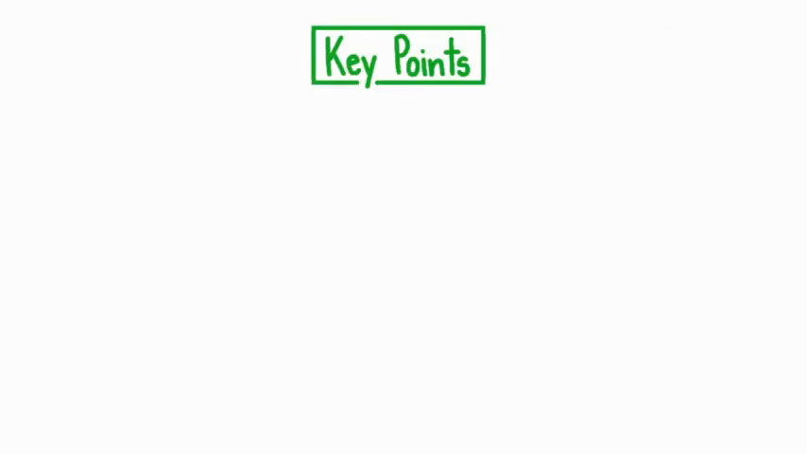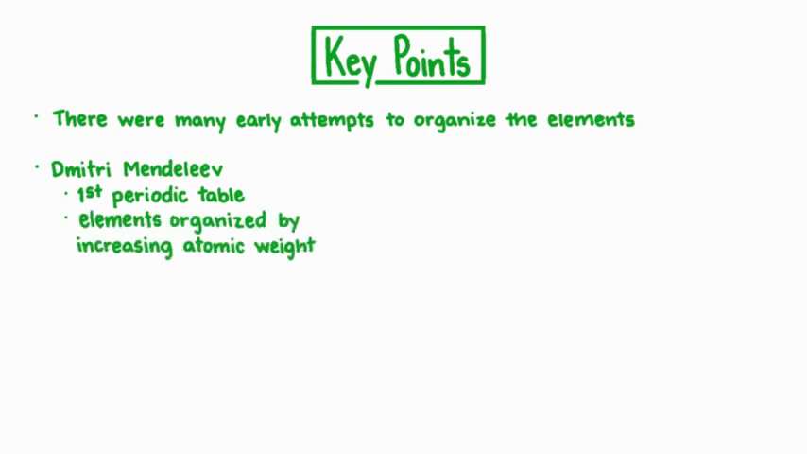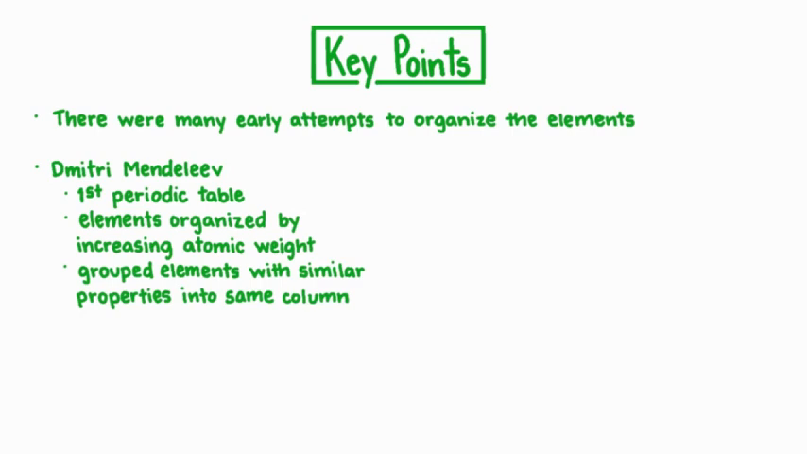Now let's summarize what we've learned. There were many early attempts to organize the elements to make sense of their properties and relationships. Dmitri Mendeleev, a Russian scientist, is often credited with creating the first periodic table. He organized the elements by increasing atomic weight. He also grouped elements with similar properties into the same column. He called the columns groups and the rows periods, terms we still use with the modern periodic table.